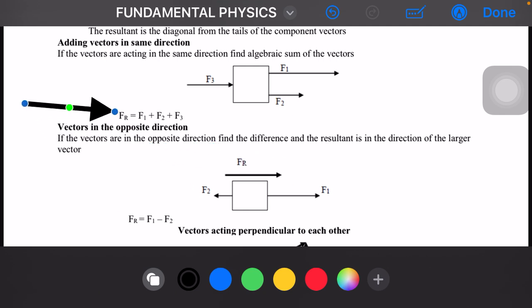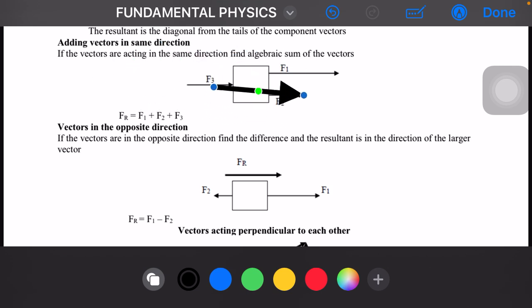If vectors are acting in the same direction, find the algebraic sum of the vectors. So what they mean is, when the vectors are going in the same direction, remember I said that vectors can be represented using arrows. So if the vectors are all moving in the same direction, what do you do? Just simply add all the algebraic expressions.